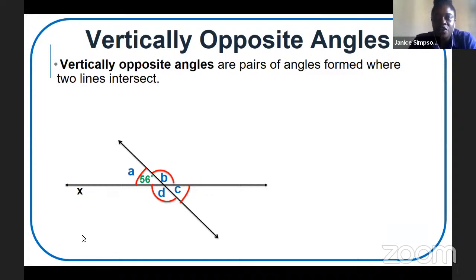All right. Now, vertically opposite angles are pairs of angles formed where two lines intersect. And when these angles are formed, we identify them because they are positioned somewhat vertically, one above the other. If we look at the angles here in terms of their formation, where one line is cut by another, we see that angle A measures 56 degrees and angle B is adjacent to angle A on that straight line.